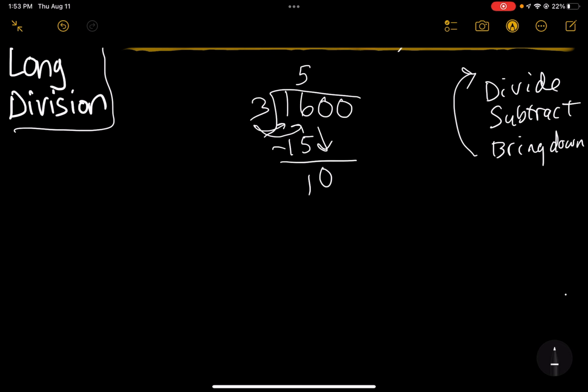Bring down the 0, and I'm starting my cycle over again. 3 into 10. 3 3s is 9, so there is 1 left over. And bring down the next 0 and start it all over again. But you should notice here that something is starting to repeat. We're seeing double here, aren't we? Okay, this means that you can stop and simply represent what you have left over as a fraction. This together is a mixed number. 533 1/3 times 3 will yield 1600.